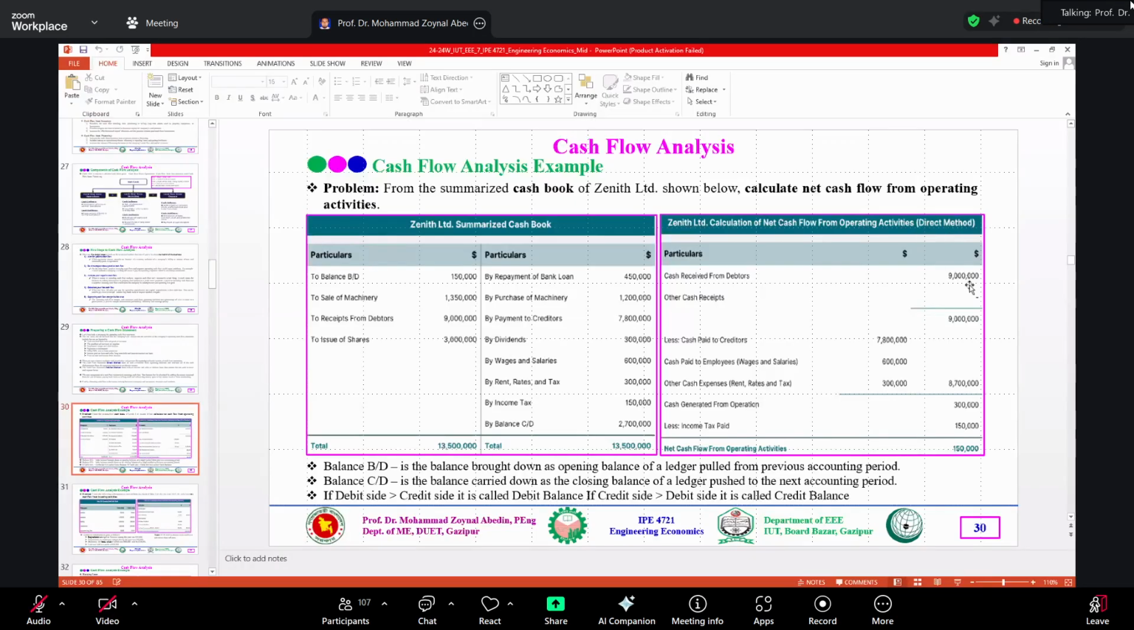Why it is direct method? Because credit below in one side, debit below in another side. So credit minus debit is the net below, and from that net below we have to subtract the income tax. So this is the total net cash flow from operating. This is the answer. Okay.